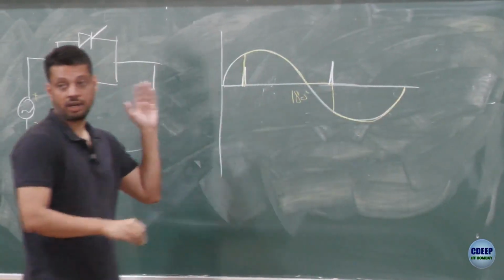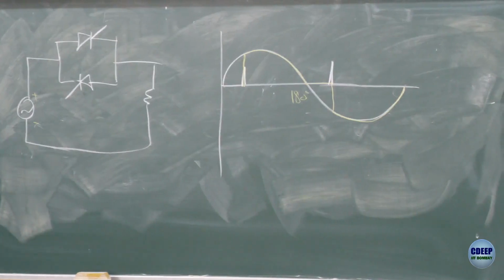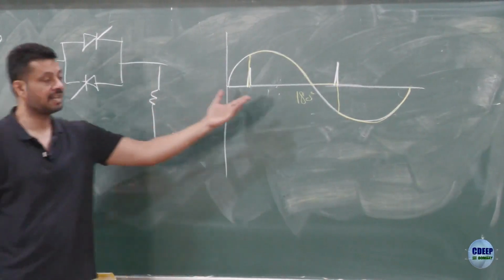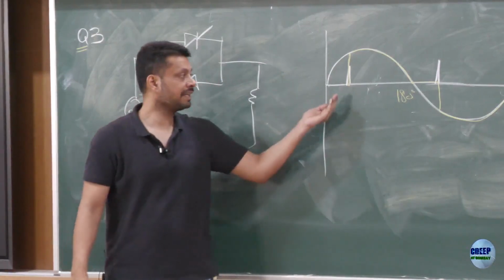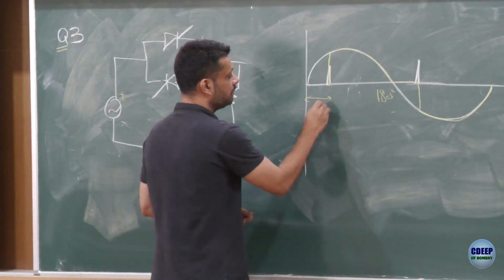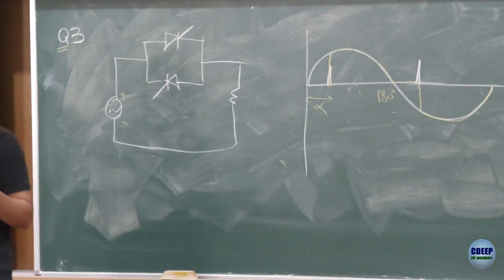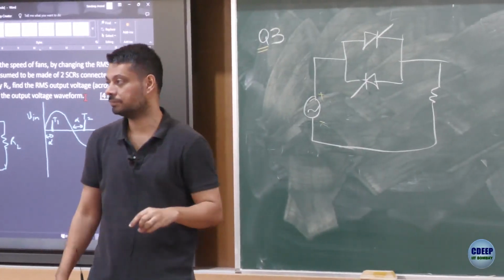So you see, this is not a rectifier circuit, right? Your output voltage is still AC. But the only thing is the RMS value of the output voltage is now reduced as compared to the previous case, right? So if you keep increasing the firing angle gamma, or whatever you want to call it, alpha, your average or RMS output voltage will keep reducing and the fan speed will keep reducing as well.